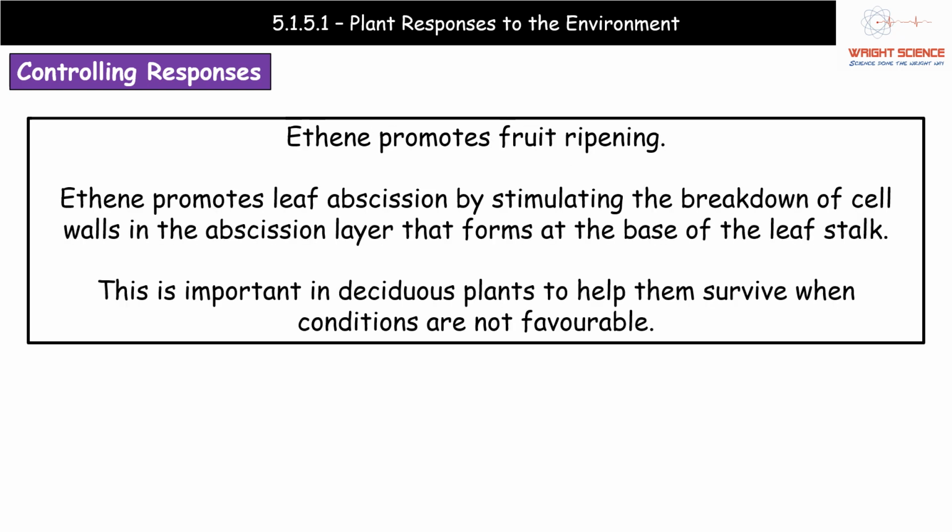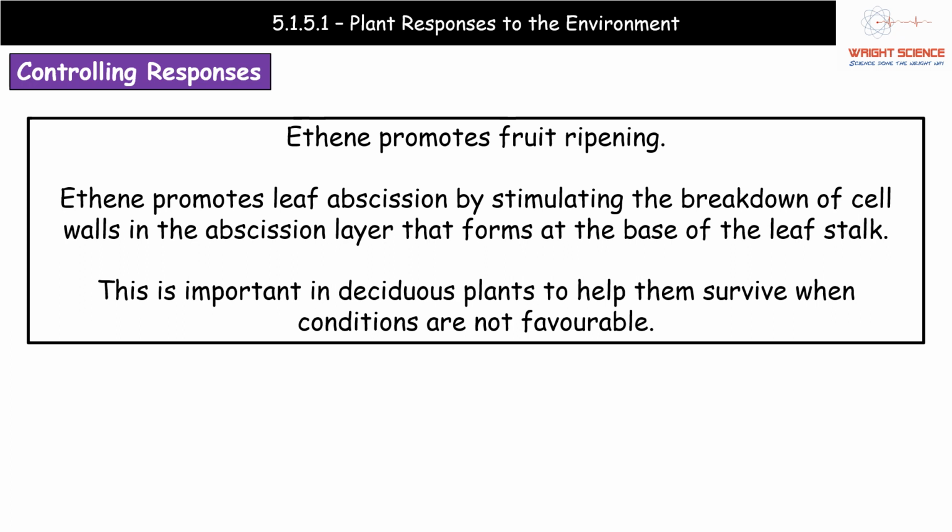The final hormone we're going to look at is ethene, and ethene was again one we mentioned at GCSE to do with the ripening of fruit. Now there are other roles that ethene has, and the first one is it promotes leaf abscission. So we've already said that auxins are going to inhibit the leaf abscission, but ethene promotes it. And the way it does so is it stimulates the breakdown of the cell walls in what we call the abscission layer that's at the base of the leaf stalk.